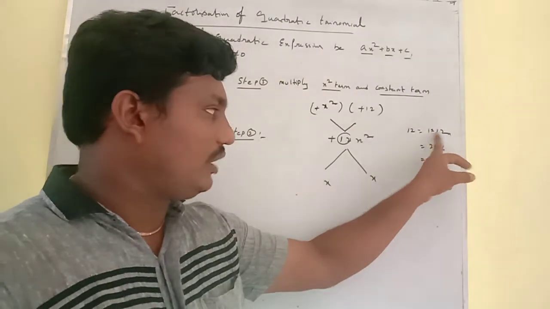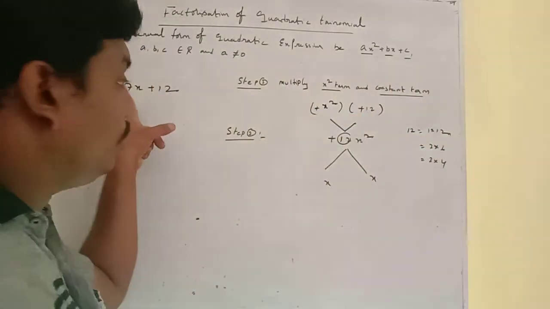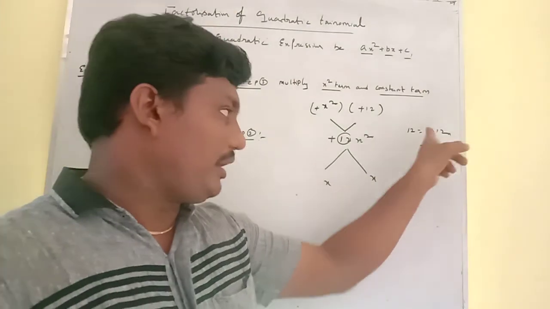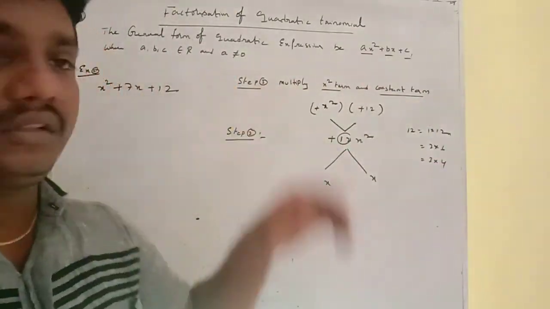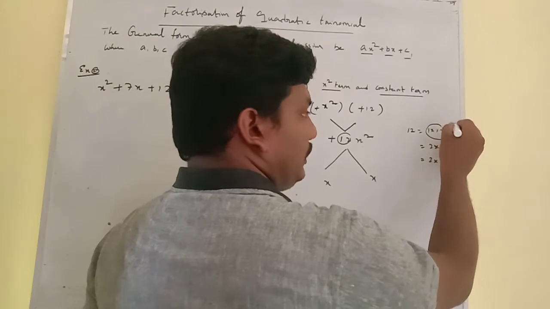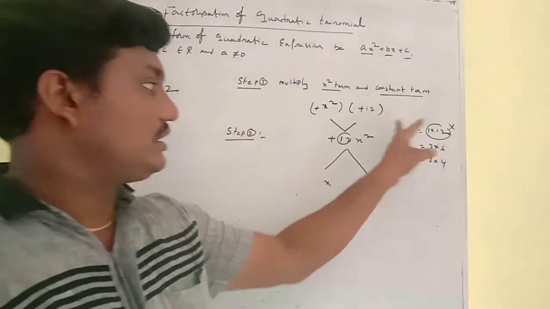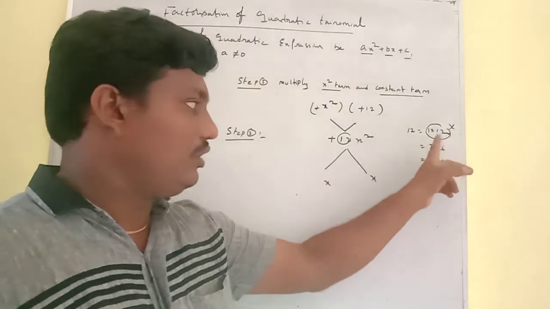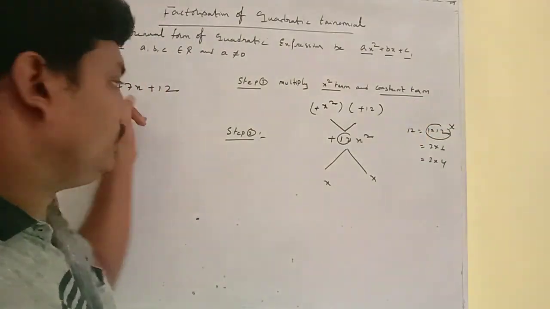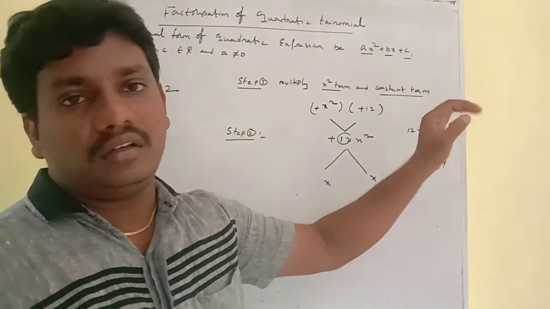So 1 into 12 means 1 plus 12 is 13. If 13 is there, no, that's why it is not correct. Then 12 minus 1 is 11. 11 is there, that is not correct. That means this pair we should not consider. Now 2 into 6 is 12. Now for this pair we have to check: 2 plus 6 is 8. Here 8 is not possible, right? 8 is not there, that's why it is not considered.